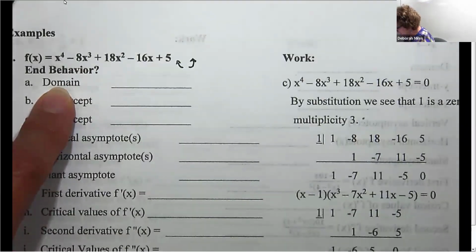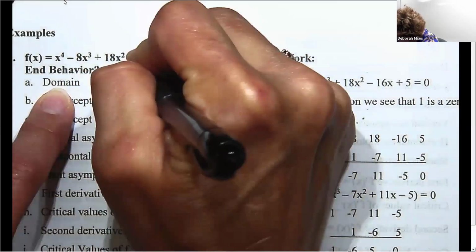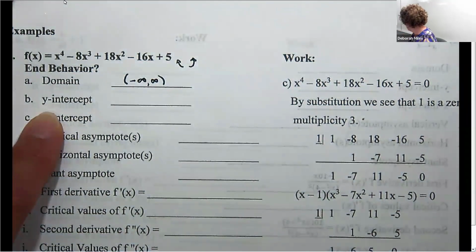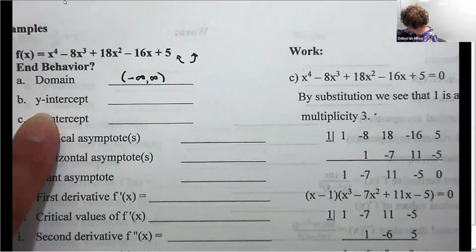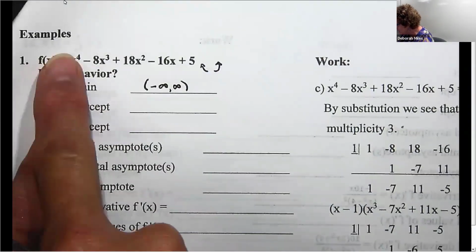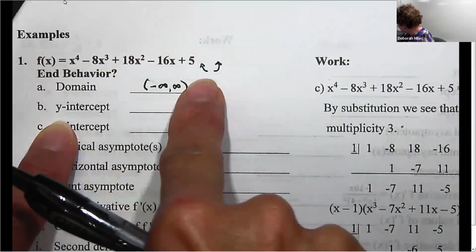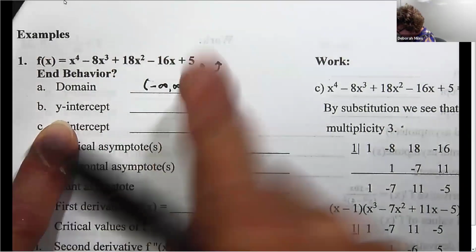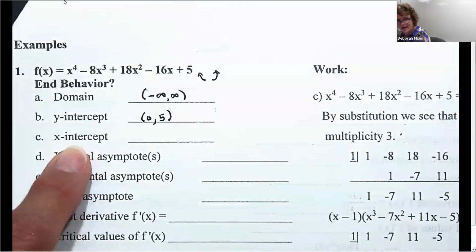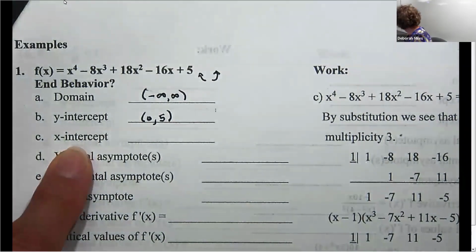You can let x be anything in a polynomial. So negative infinity to positive infinity. Remind me how I find y-intercepts. Let x be 0, and I can just tell by looking at that, every term with an x in it would be wiped out, and the y-intercept would just be the constant, 5. So I'm going to write these as points, (0, 5). How do I find x-intercepts? Let y equal 0 and solve that equation.